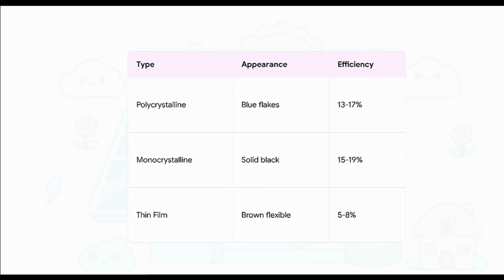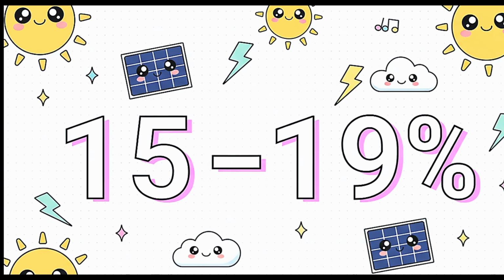They're literally melted chunks of silicon, so the messy crystal structure drops their efficiency to around 13 to 17%, but hey, they're cheap. Then you have monocrystalline. These are those sleek, solid black panels. They are sliced from one single, perfect crystal grown in a lab, which bumps their efficiency up to 15 to 19%. And lastly, you might see thin film. Brown, flexible, super cheap to make, but a very random atomic structure means they max out at a measly 5 to 8% efficiency.